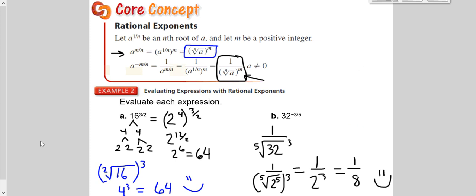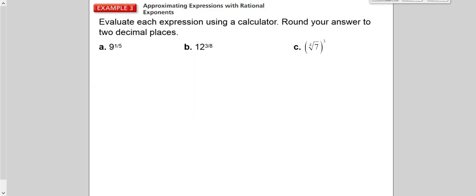That's example 2. Example 3, approximating expressions with rational exponents. Evaluate each expression using a calculator. Round your answer to 2 decimal places.